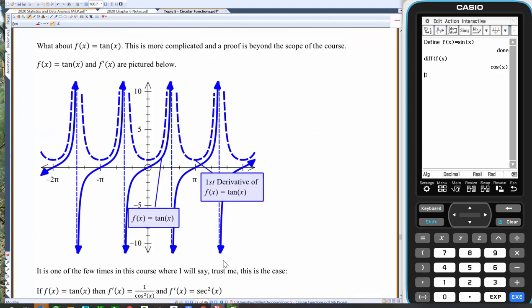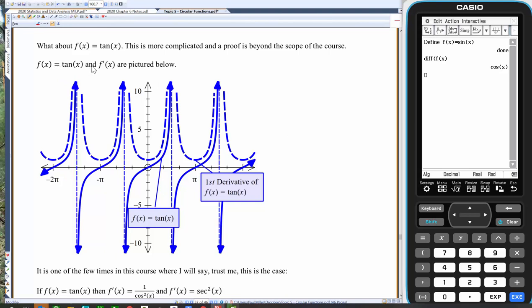All right, let's try out some. Oh no, sorry, I've got to do tan. So what about f of x equals tan x? Much more complicated, and a proof is beyond the scope of the course. And to be completely honest, I don't think I can do the proof anyway. So we're going to say that that's beyond the scope of the course. It's not intended to be part of the course. And so let's just have a look at what happens.